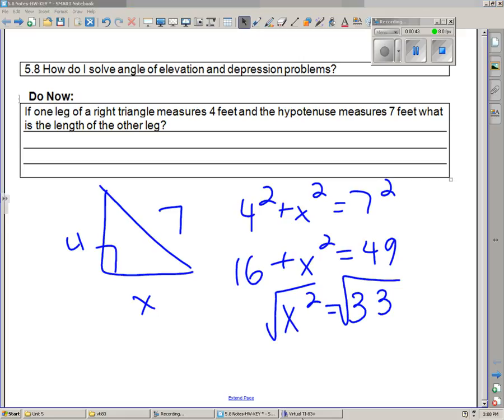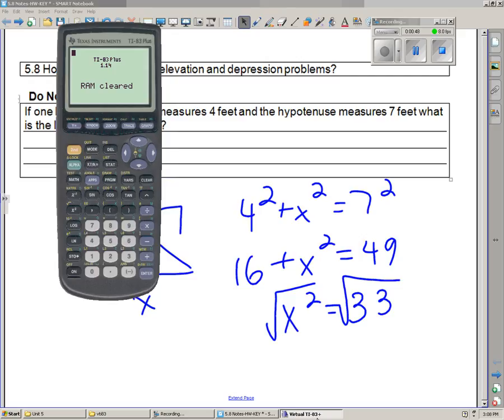So you take your calculator. I guess we'll do this to the nearest tenth. It doesn't really tell you. So if I do the square root of 33, then I get the decimal of 5.74. We might just round to the nearest tenth. So x equals 5.7.